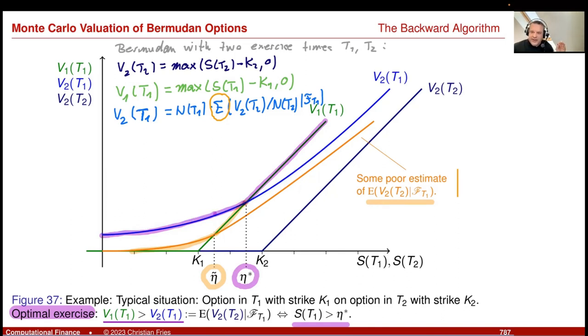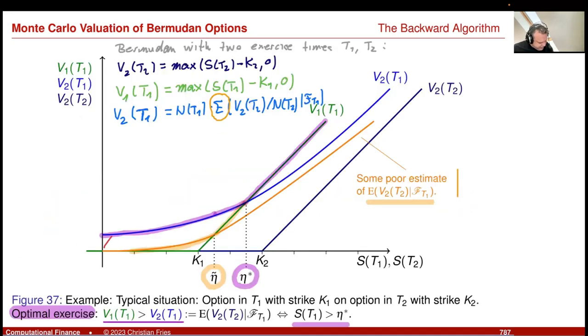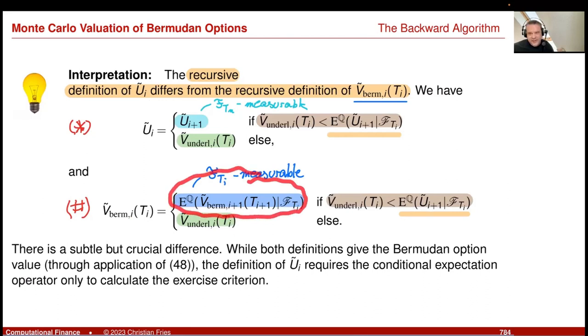If I use the poor approximation in my valuation, I take this value here in my valuation. So the error I make if I take the hash, so if I take here the expectation, if I take this guy here, the error that I have is this area here, and then the true solution should switch. So this is the error if we use the backward algorithm with the conditional expectation also in the value part.